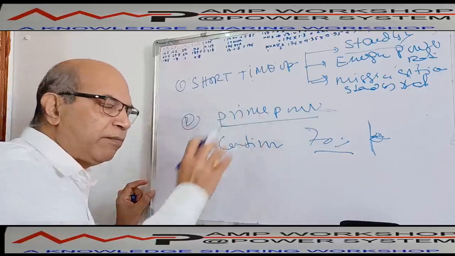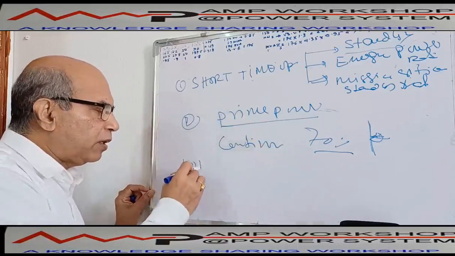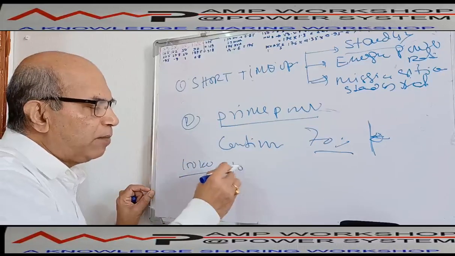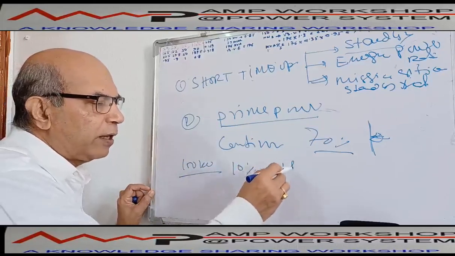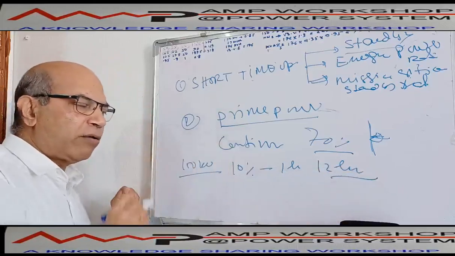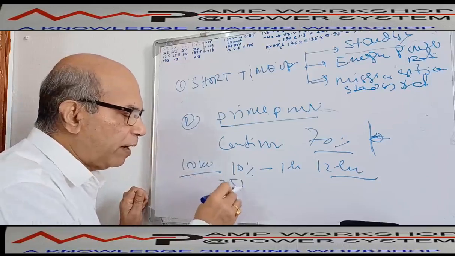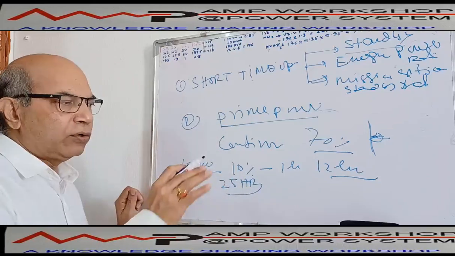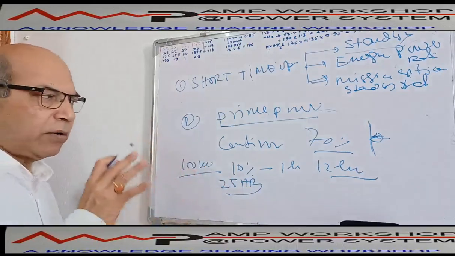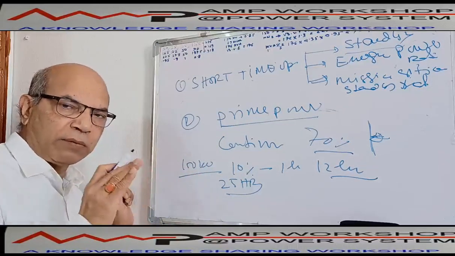For this type of machine, overload is allowed over the nameplate rating. If it is a 100 kilowatt machine, it can run about 10% overload for 1 hour, for every 12 hours, and in a year it should not be more than 25 hours. So that is allowed if this is the requirement of the load. While the load can vary, it should run all over the year, never stopping.